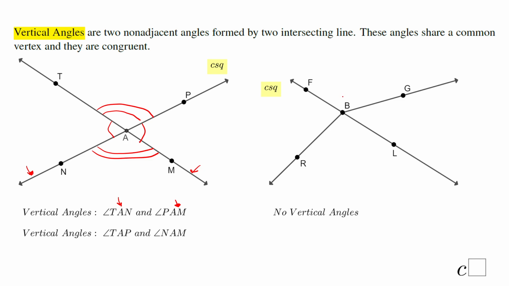In this case here, we do not have vertical angles. These are not two intersecting lines. We have here ray BR and BG. They don't form a line, so no vertical angles.